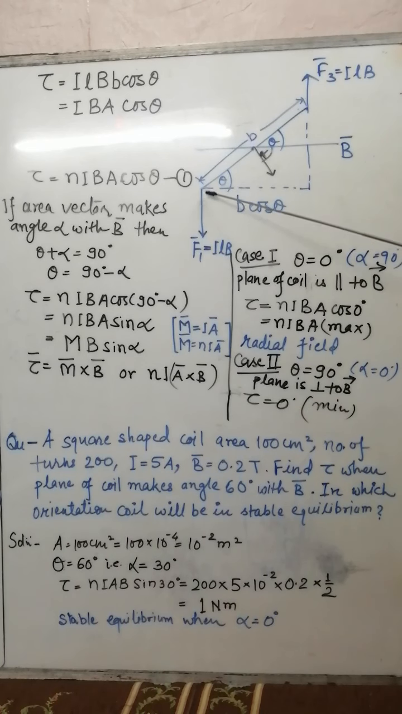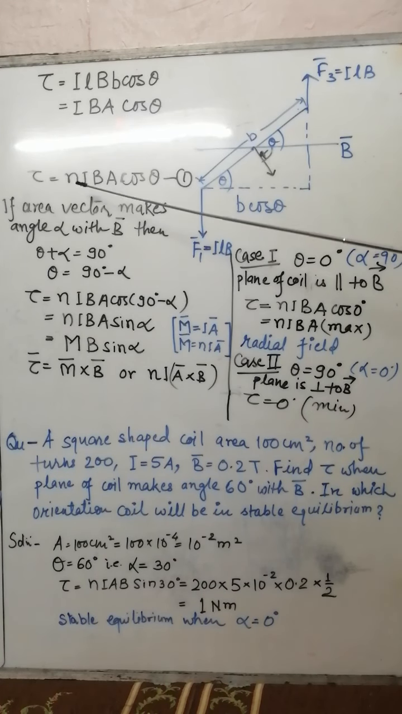Okay, and the perpendicular distance between these two forces, the total length of the arm was B, and the perpendicular distance between these two points will be B cos theta, you see. So the torque tau is given by either of the force, I L B, times B cos theta. And what is L into B? Length into breadth will give you the area of that loop. Okay, so we can write it like I B A cos theta.